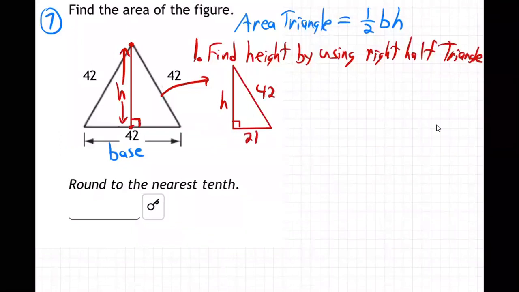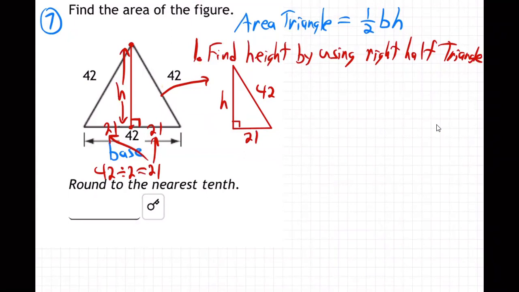And this bottom part must be 21. Why? Because it's 21 and 21 to make up the whole 42. See how I just took the 42 and divided it into two equal parts? So I broke up the 42 into 21 and 21 because 42 is all the way across. That's all I did right there. 42 divided by 2, 21 for each half.